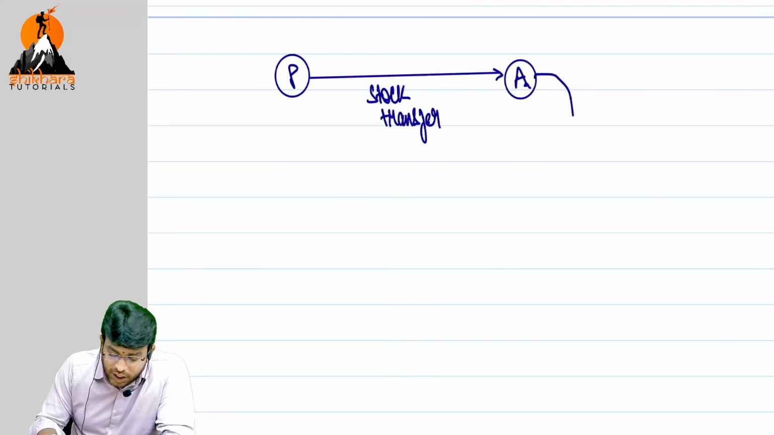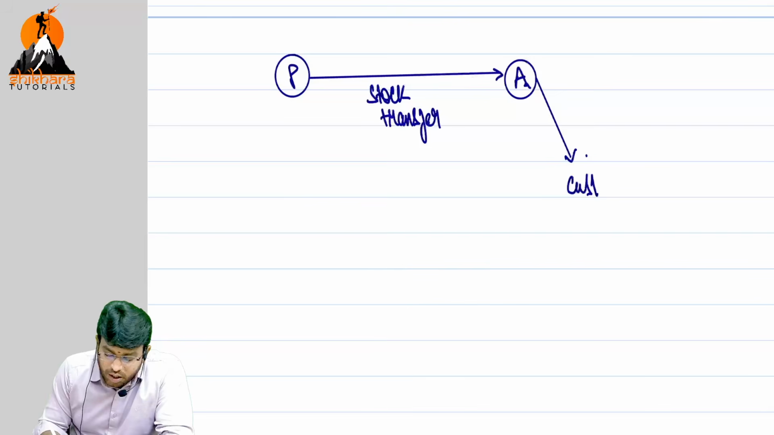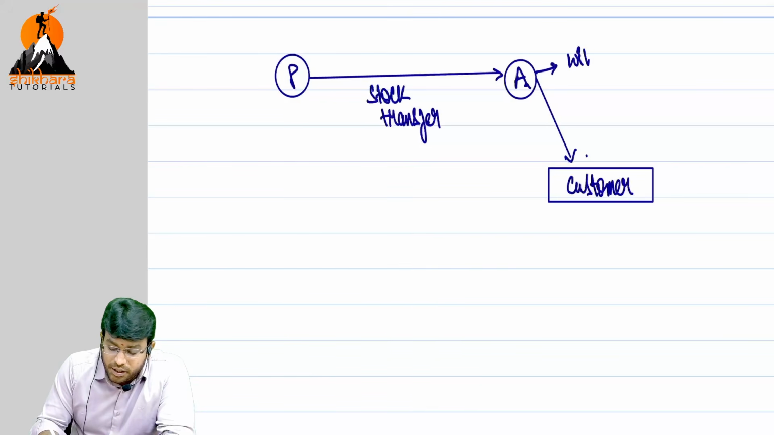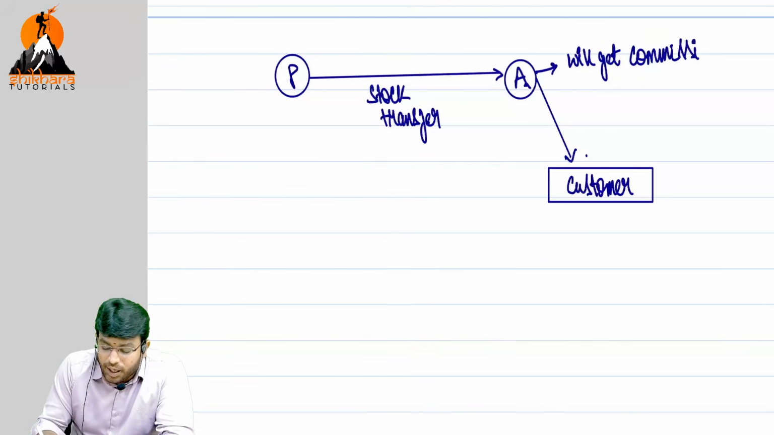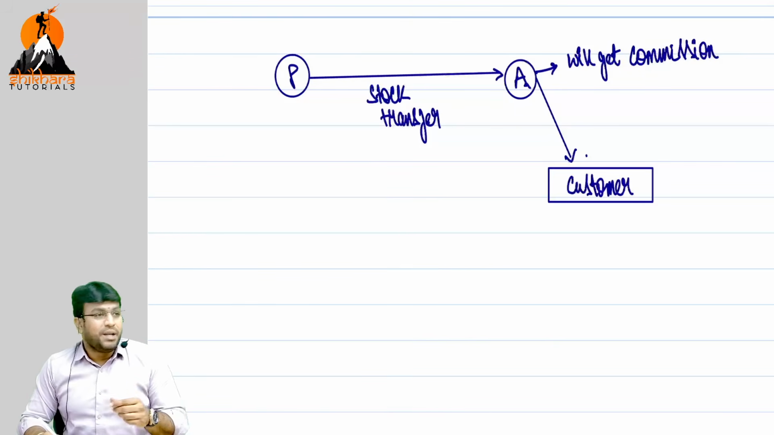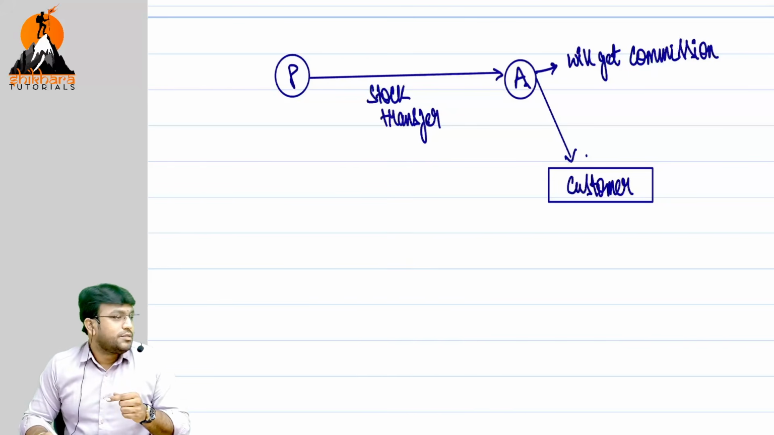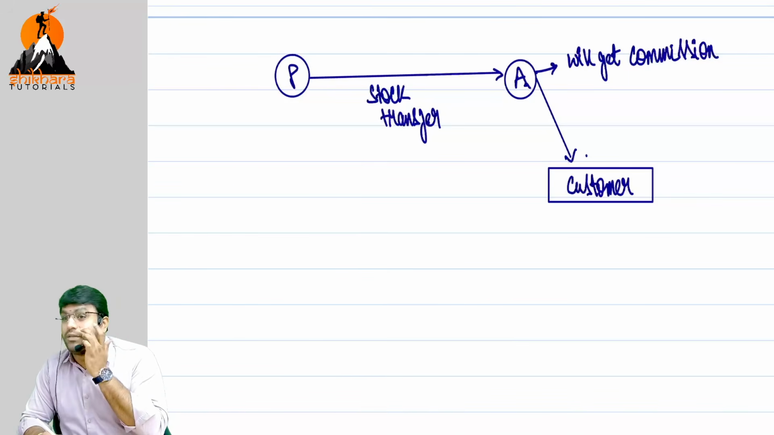Now, what will the agent do? The agent will sell to the customer. Whatever the agent gets is not profit. What will the agent get, sir? The agent will get commission. The agent will not get profit, he will get commission. If he is getting profit, we will not call him an agent, he is doing buying and selling. That's correct, no friend? Sir, clear, everybody? The agent will not make profit, he will make commission.